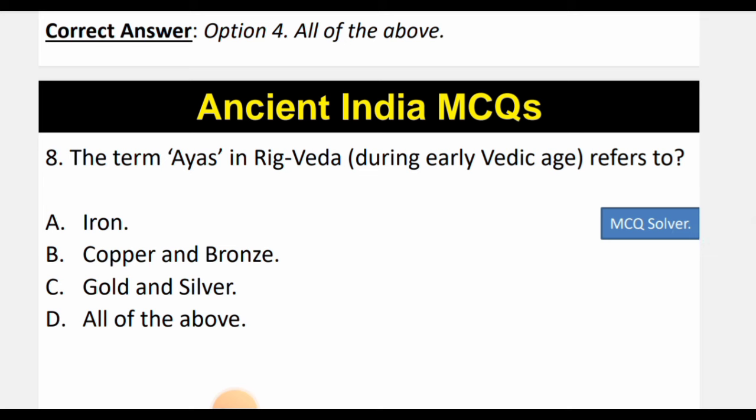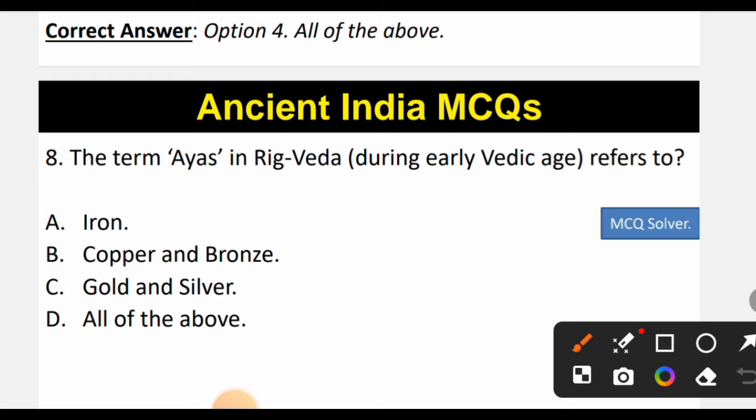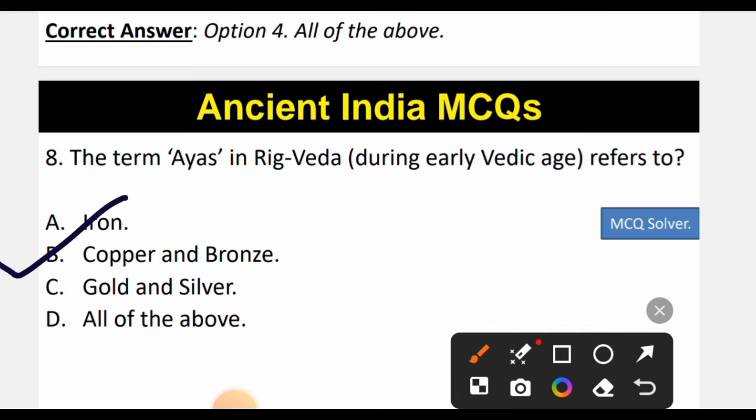The term Ayas in Rig Veda during the early Vedic age refers to. So the term Ayas which is there in Rig Veda, the correct option is option B, that is copper and bronze. So Rig Vedic people were aware about copper and bronze, and they have mentioned that the Ayas were used to make different weapons which were dedicated to different gods like Indra, Agni, Vayu, etc. So B is the correct option.